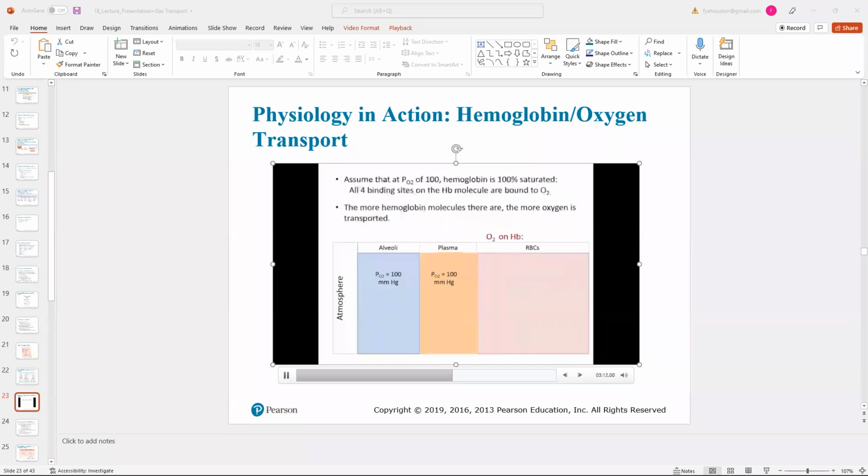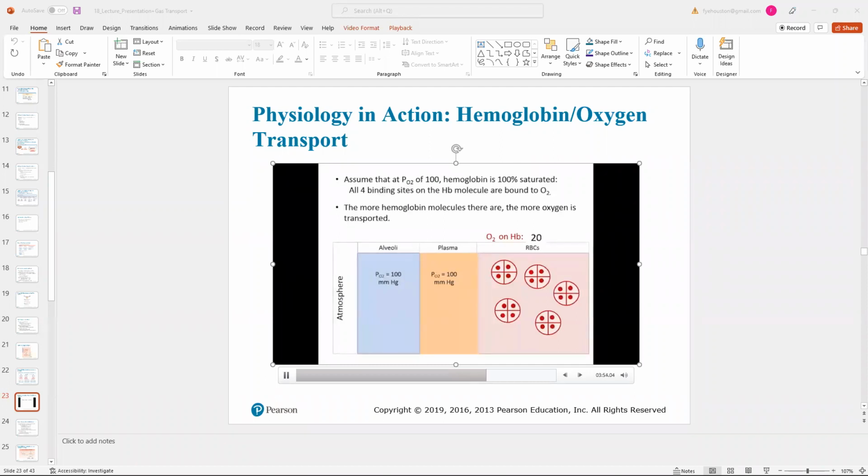Now we're going to look at the role that both percent saturation and amount of hemoglobin play in influencing oxygen transport. For this example, we will simplify and assume that at a PO2 of 100 millimeters of mercury, hemoglobin is 100% saturated. That is, all 4 binding sites on a hemoglobin molecule are bound to oxygen. As we add more hemoglobin molecules, the amount of oxygen being transported increases. In our example, 5 hemoglobin molecules then can carry 20 oxygen molecules.